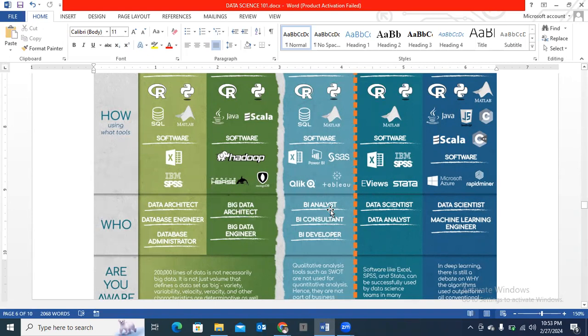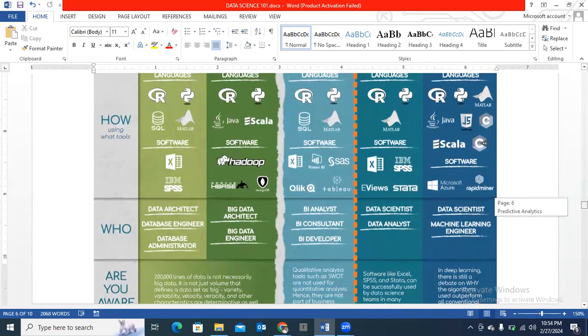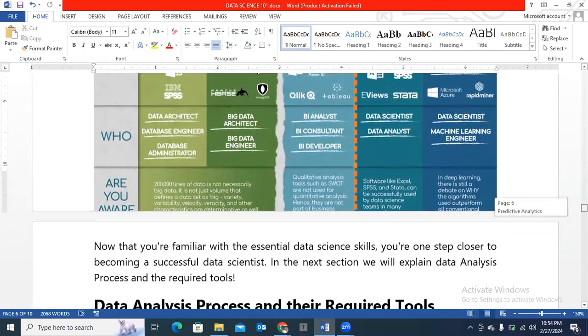And then at business intelligence analysis, you need a BI analyst, a BI consultant, and BI developer. For traditional data analysis, you need a data scientist and data analyst. And for machine learning analysis, a data scientist also fits in here, then machine learning engineers. So you need to pick up a career. You can decide to pick up a career based on the skills that we mentioned earlier, the ones you have. You can start somewhere and then move and graduate.